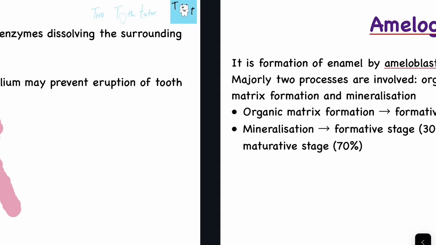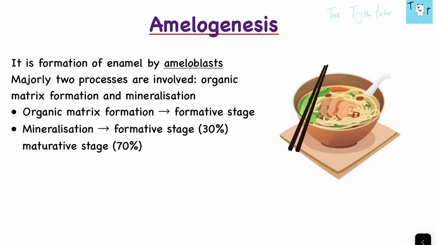Now coming to the second topic, which is amelogenesis. So until now we saw what happens with the ameloblast, how they function. But now we will see how the actual enamel formation takes place, the organic matrix formation and the mineralization I was talking about. So it is the formation of enamel by ameloblasts. There are majorly two processes involved: organic matrix formation and mineralization. First is the organic matrix formation and second is the mineralization.